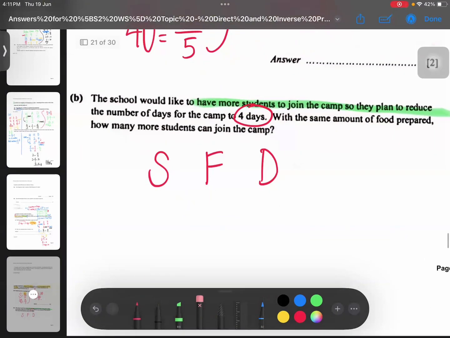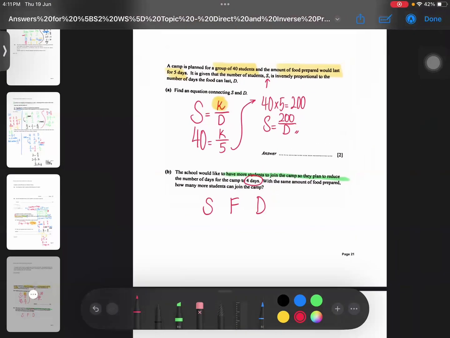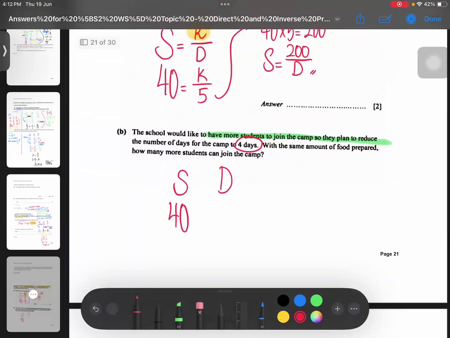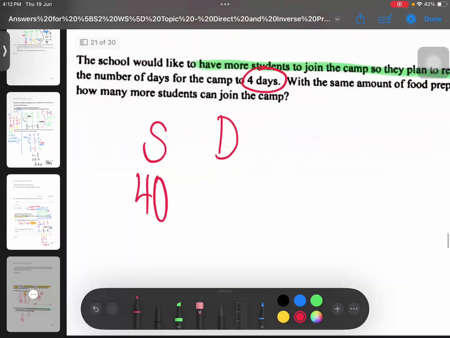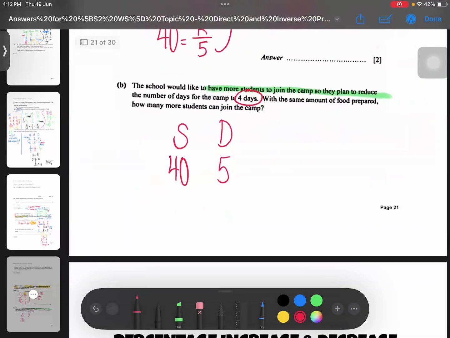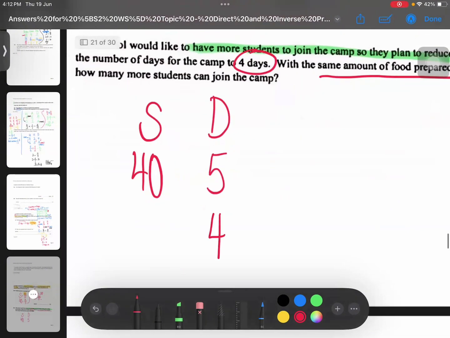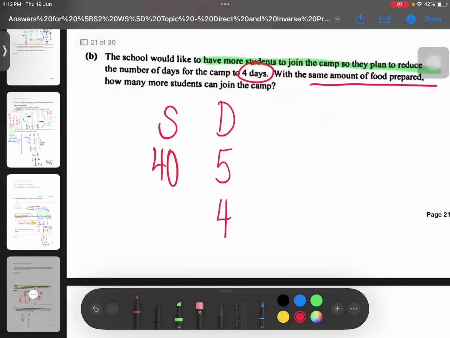So now, what was the initial plan? The initial plan was 40 students, correct or not? Initially, the plan was 40 students can last for how many days? 5 days. Make sense? 40 students can last for 5 days. Same amount of food. You understand? How many days? Oh, 4 days. True. So how many more students? You get what I'm trying to say?